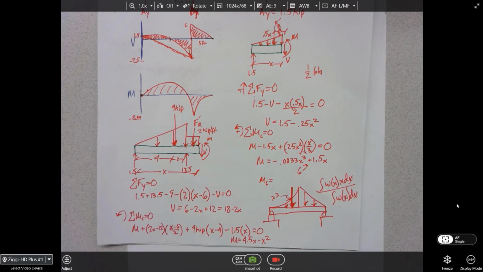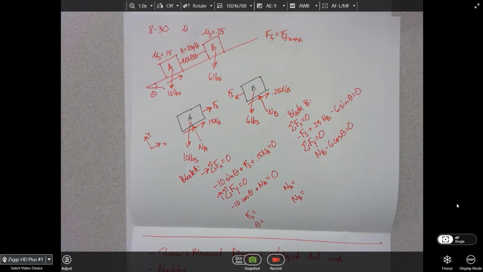I got an email request for me to do a problem, so I'm going to do that one now. It's 8.30 in your book. What if we don't want to grab our book and look? I'm going to pull it up for you and put it on the screen here. It's a friction problem. There will be friction on the final. I'll freeze that so you can get it in your notes.